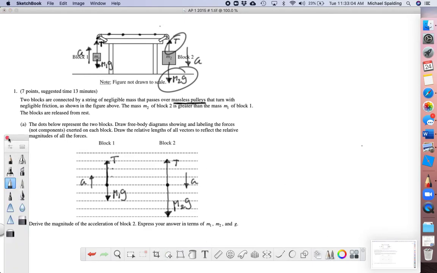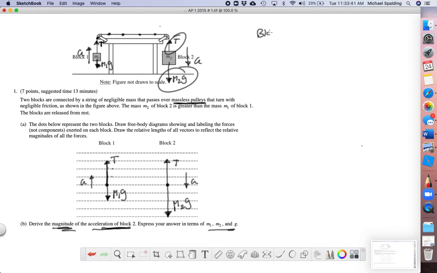Okay, second question. We're going to derive the magnitude, meaning size, of the acceleration of block 2, expressing our answers in terms of these variables. The acceleration of block 2 is the same as the acceleration for block 1 because they are connected by a string. So what we're really solving for here is the acceleration of the system. The way we're going to do this is by summing our forces.